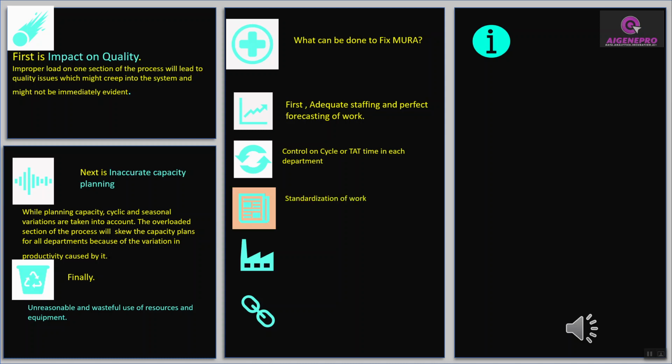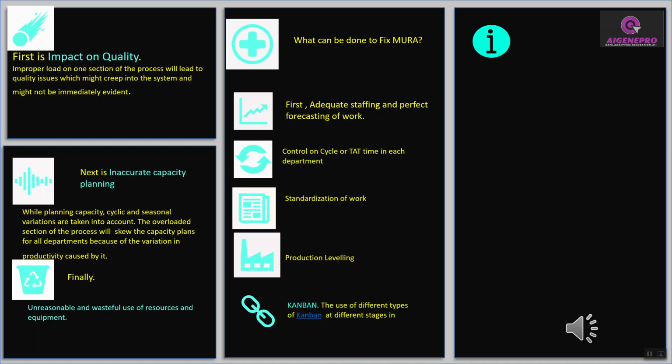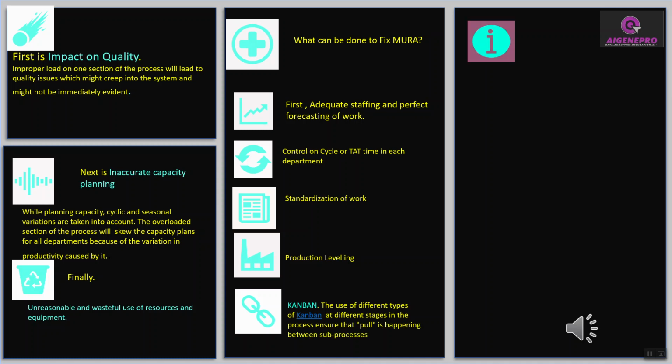Standardization of work. A process will have to ensure all SOPs are made and updated. Then run GRR initiatives. Finally ensure all personnel are trained and new staff are getting adequate attention and assistance. Production leveling: Kanban. The use of different types of Kanban at different stages in the process ensures that pull is happening between sub-processes. We will discuss Kanban in detail in another section.